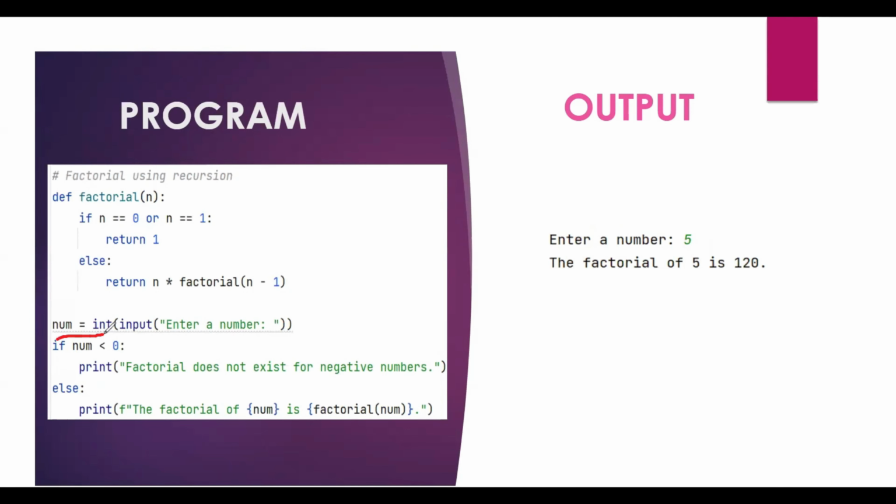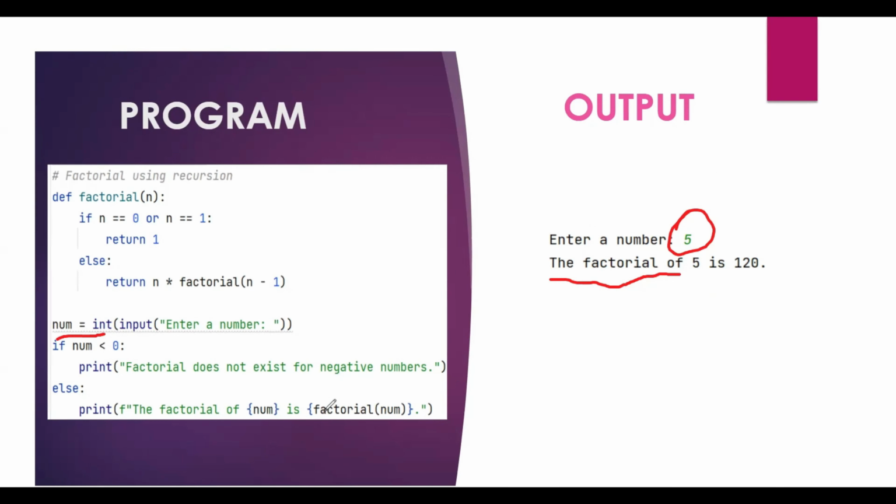Before that, I'm asking the user to enter a number. Imagine I am writing the number 5 here, so num will be 5. We first have to check if num is a positive number. So we are checking if num is less than 0. In that case, I can print that factorial does not exist for negative numbers. Otherwise, if the number is not negative, then in the else block, I am printing the factorial of num, which is 5.